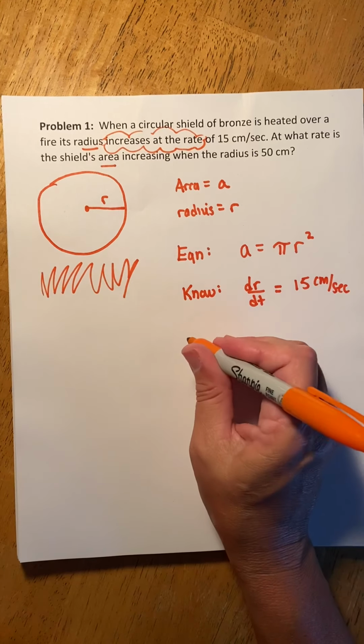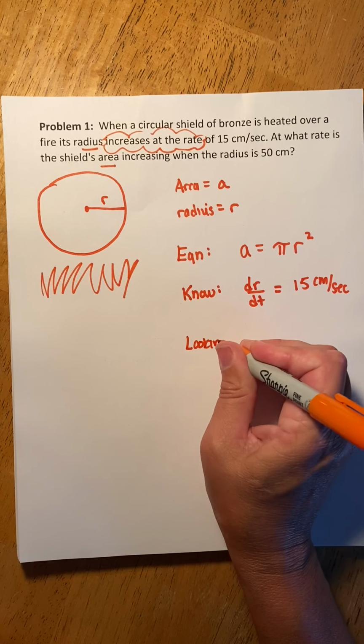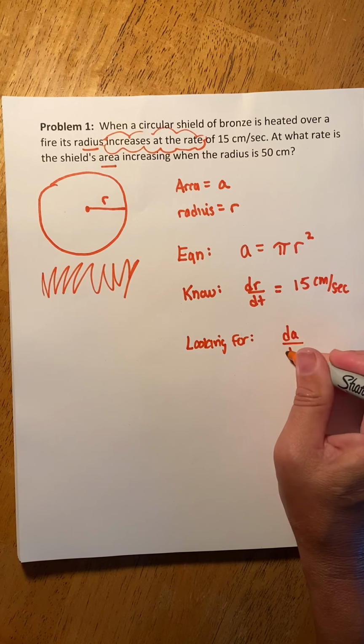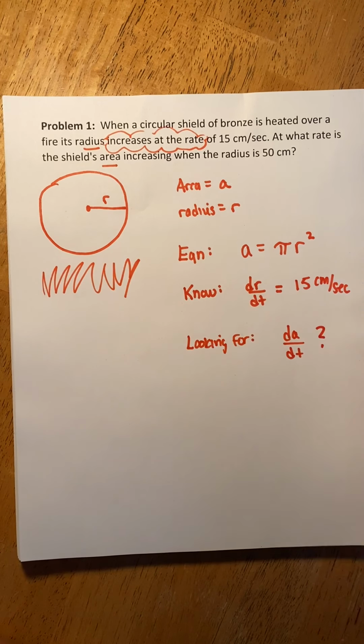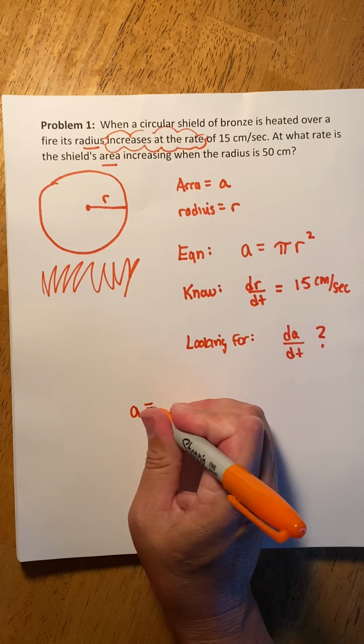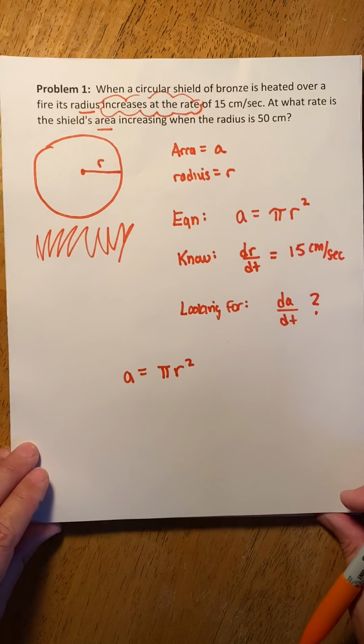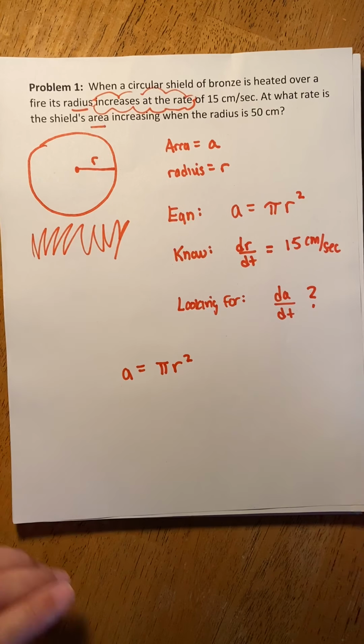What we're looking for is how is the area changing? Changing is the derivative, rate of change, dA/dt. All right, so now keep in mind, we know that A is equal to pi r squared. Now we're going to take the derivative of both sides with respect to t.